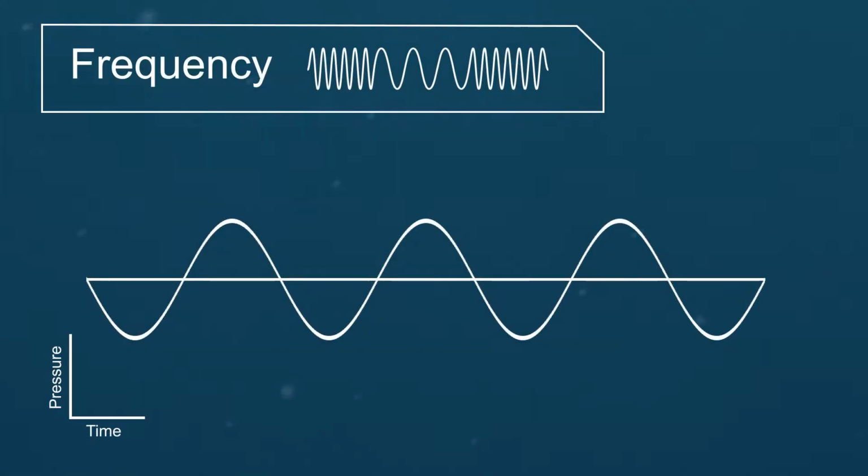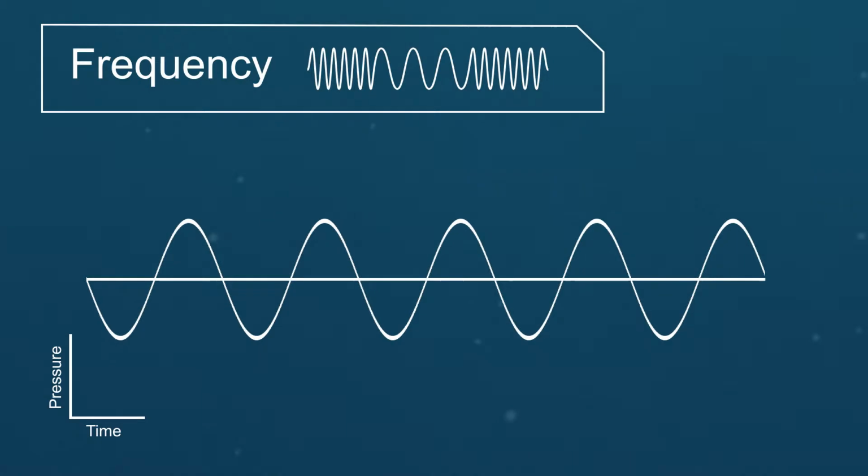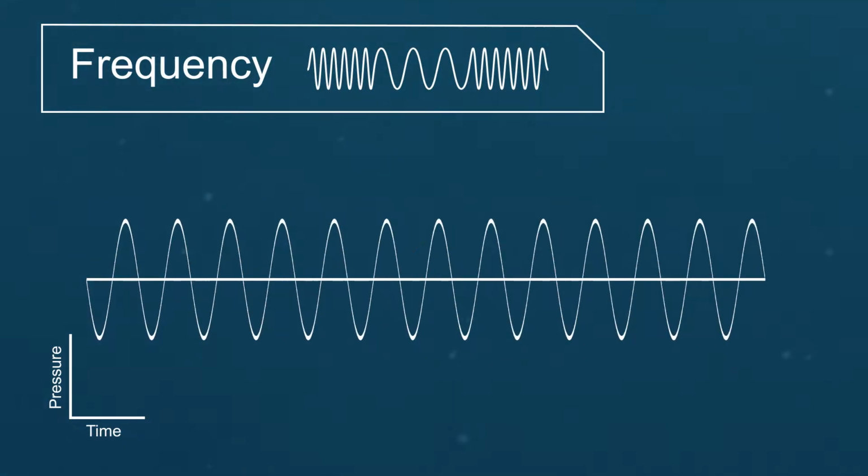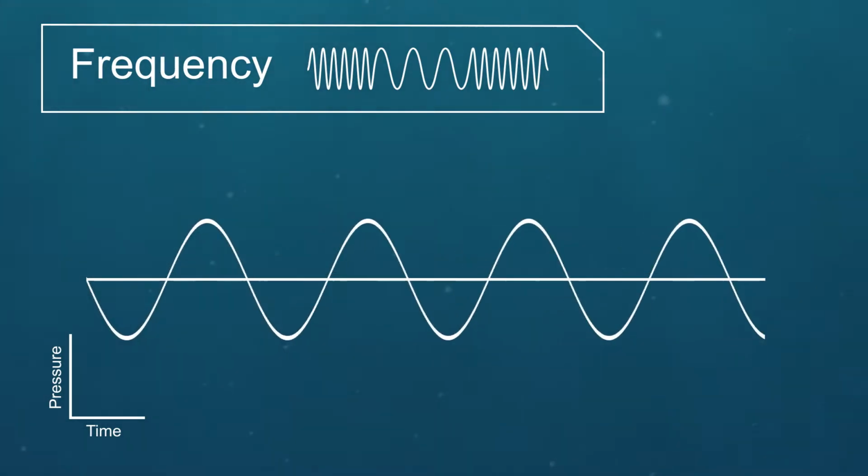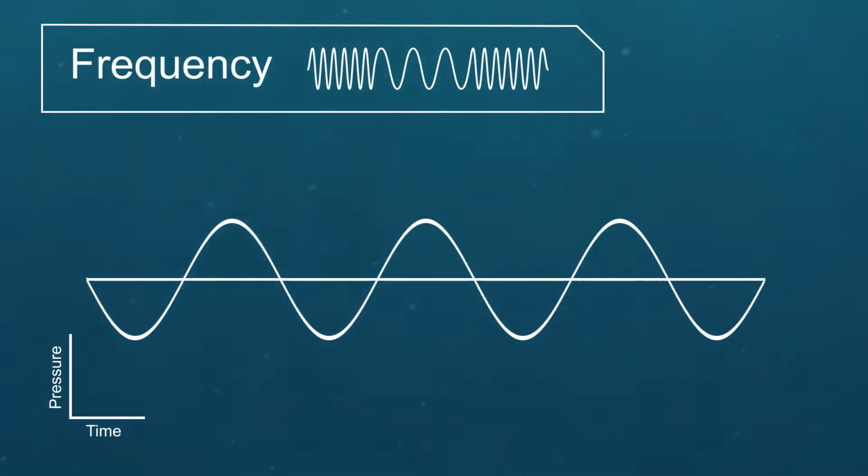A wave has a repeating pattern. One complete repetition is called a cycle. Frequency is the number of cycles per second. If the frequency of a sound is increased, there are more cycles in a second, and a higher pitched sound is produced. If the frequency is decreased, a lower pitched sound is produced.